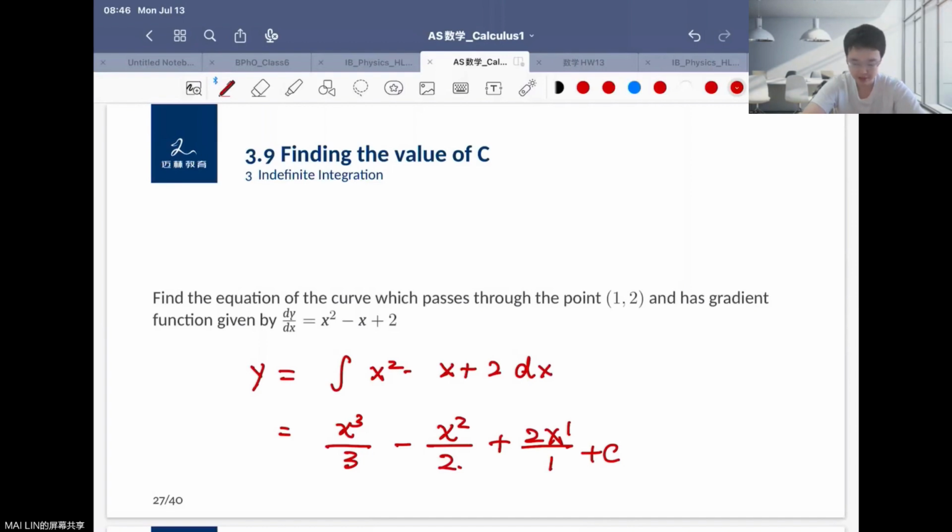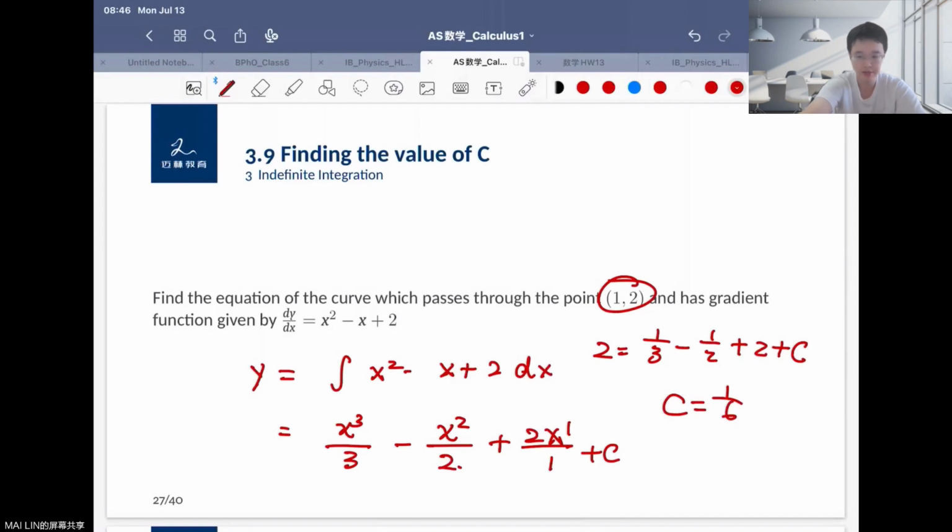Also we can consider that it passes through the point (1, 2). So we can put (1, 2) into the function. Here we set 2 equals 1 over 3 minus 1 over 2 plus 2 plus c. Then you can calculate c equals 1 over 6. So this is how to calculate the c.